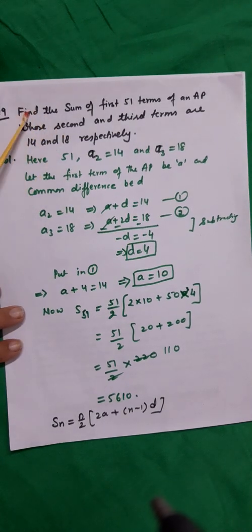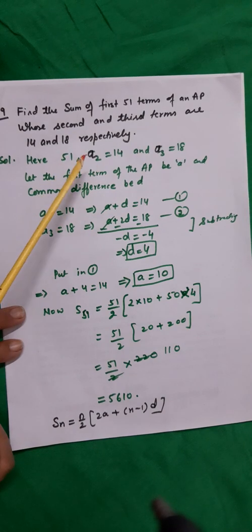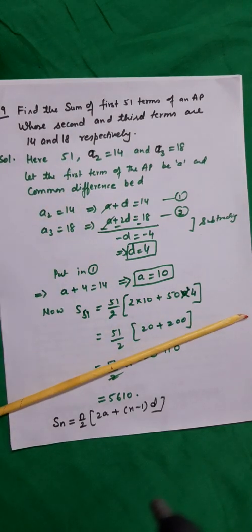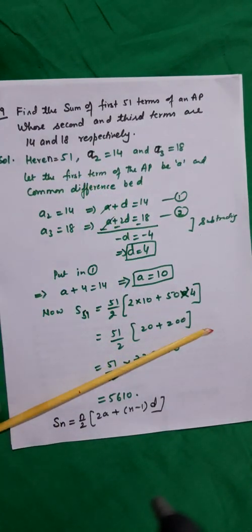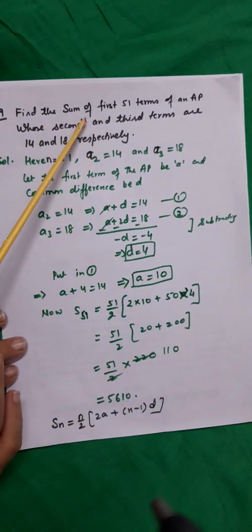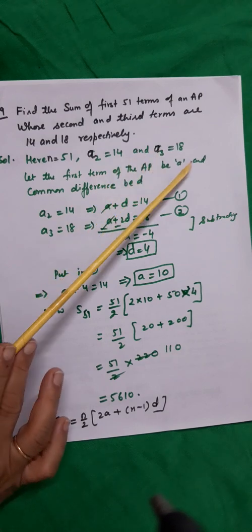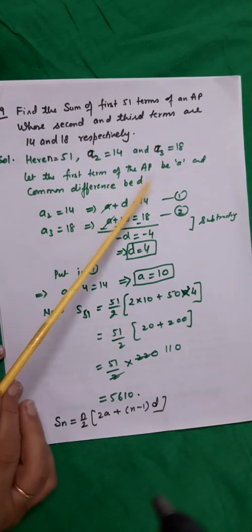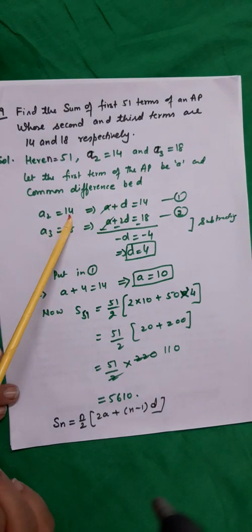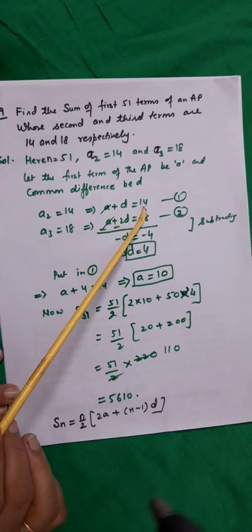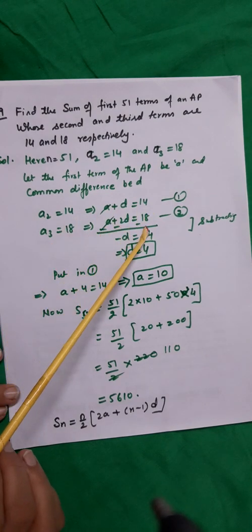Here in this, find the sum of first 51 terms. That means n is 51. Here n is equal to 51, and the second and third terms are given. a2 is 14 and a3 is 18. Let the first term of the AP be a and the common difference be d. Then a2 is equal to 14 means a plus d is equal to 14, and a3 is equal to 18 means a plus 2d is equal to 18.